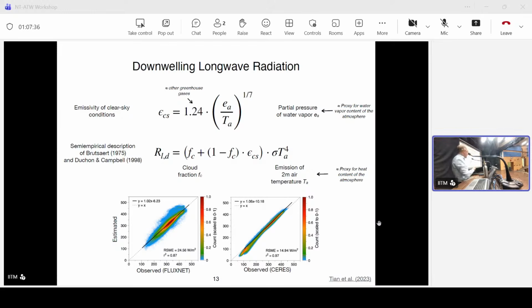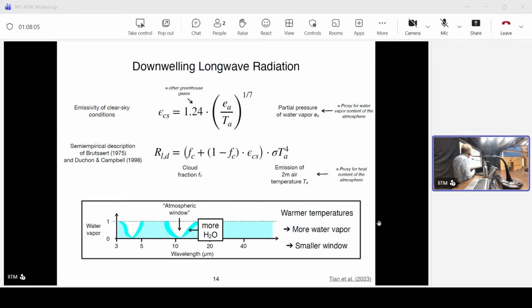It describes that, when you have higher water vapor in the atmosphere, your window is more closed. When you have less water vapor in the atmosphere, your emissivity is lower, and because your atmospheric window is more widely open. And down here we show the comparison with FluxNet, and it actually works really well. So one can use that to decompose and understand variations in downwelling long-wave radiation. And it captures exactly this point here that, when you have the atmospheric window, I illustrate this here, when you have more water vapor, then the window is less open with warmer temperatures.